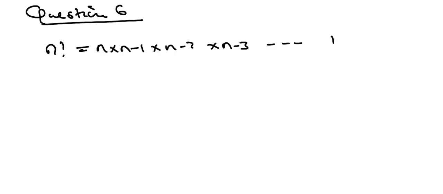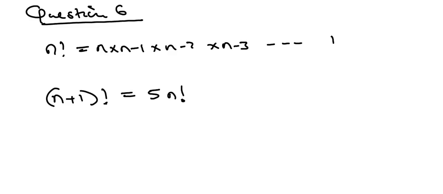So question 6 is on factorials. So you know what factorial means. Just a reminder, n factorial means n times n minus 1, times n minus 2, times n minus 3, until you reach 1, right? They're asking us to solve n plus 1 factorial, where the factorial is outside here, equal to 5.